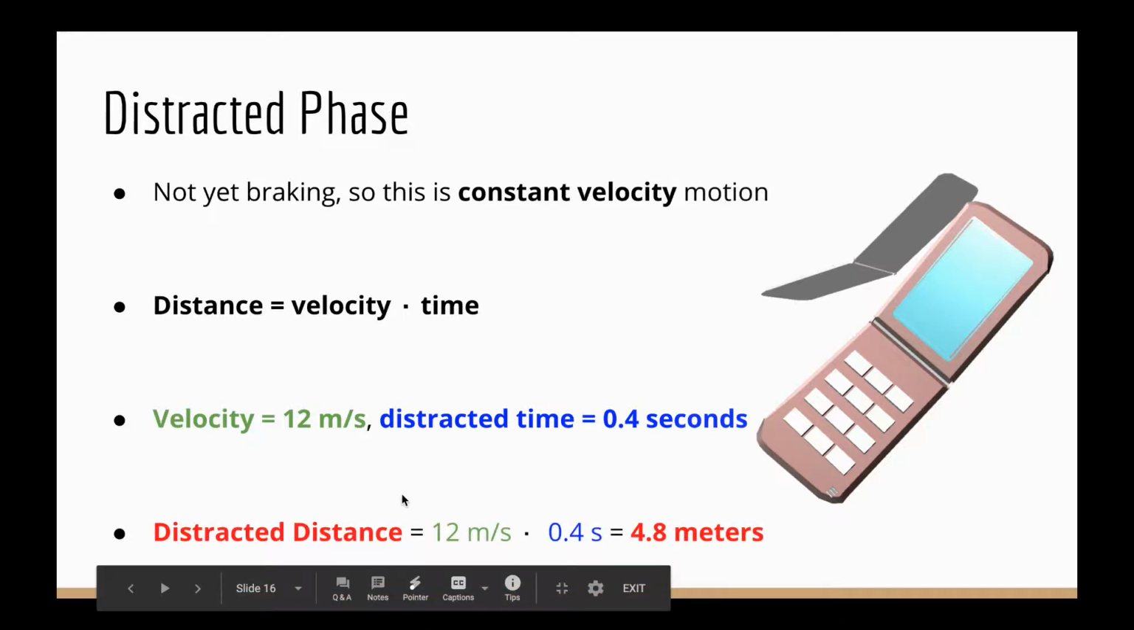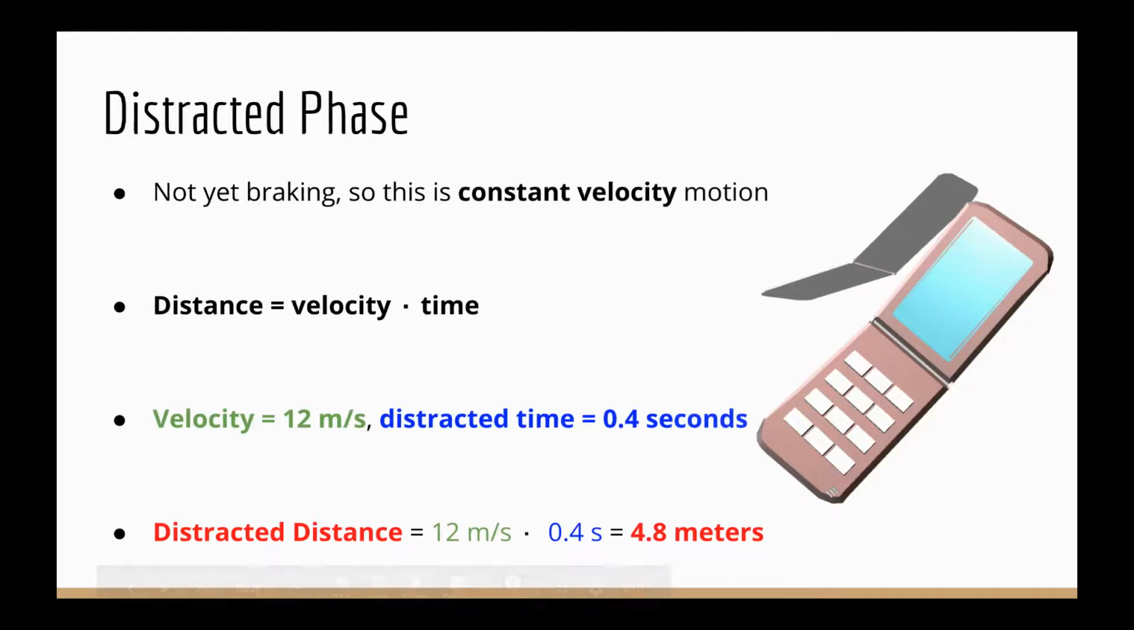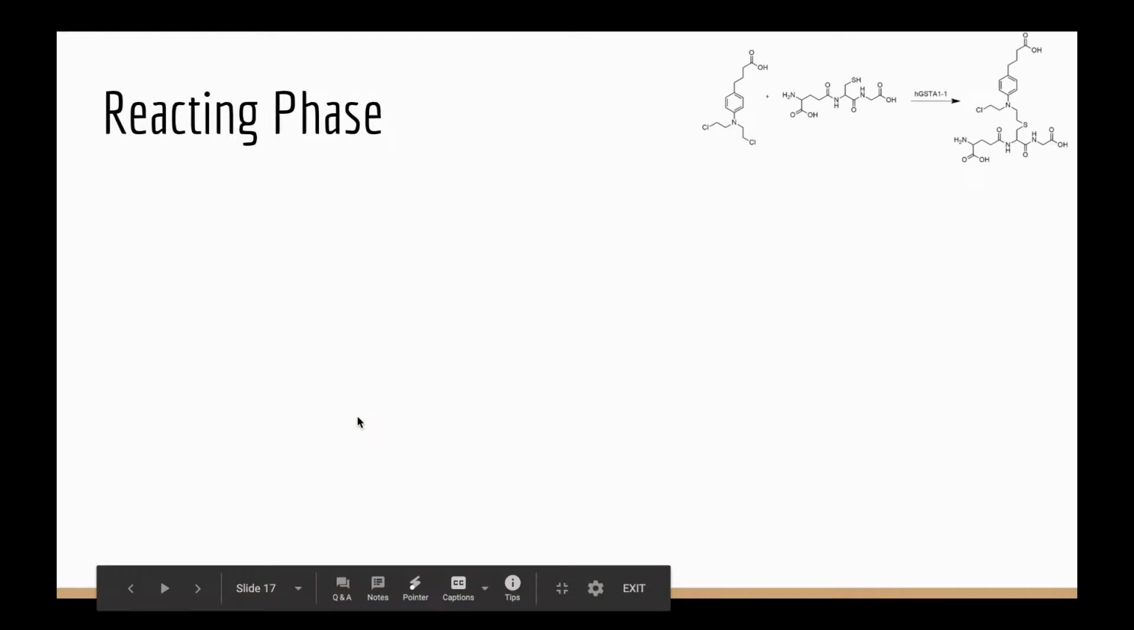So when you multiply that together, we get that 12 meters per second times 0.4 seconds gives us 4.8 meters. That 4.8 meters is our distracted distance. Step 2 is to find our distance at the reacting phase.